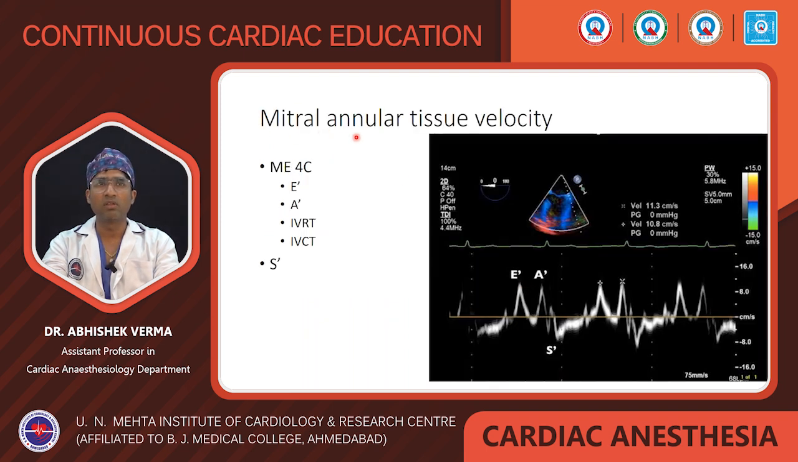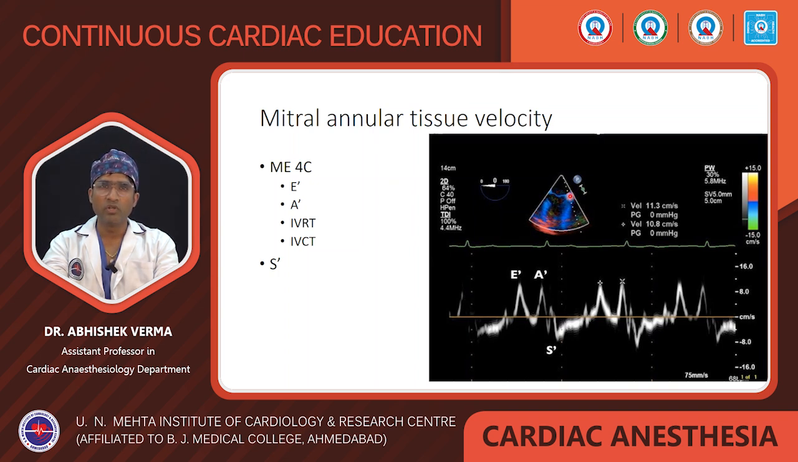Second is the mitral annular tissue velocity, and this is a load independent index. It is not affected by the preload or the afterload. It is well seen in the midesophageal four-chamber view. This is the LA, this is the LV, this is the septal wall, and this is the lateral wall. What happens if we put a sample volume of 5 mm at just the basal part of the LV?